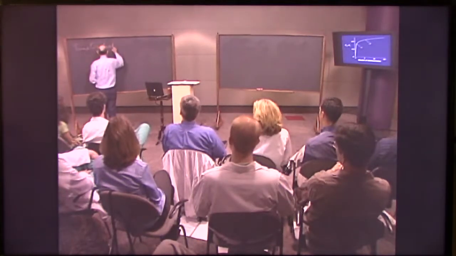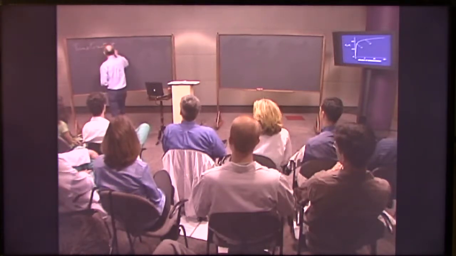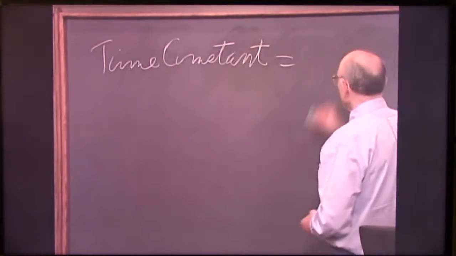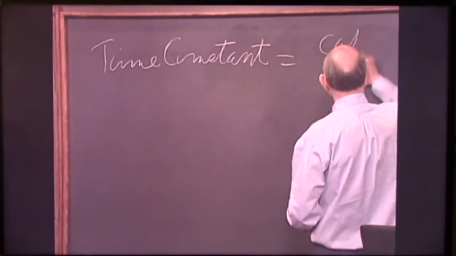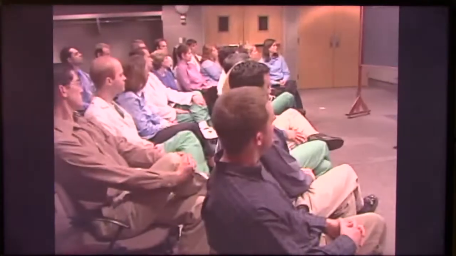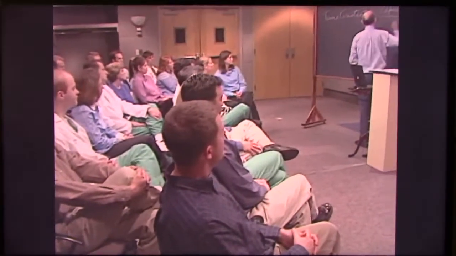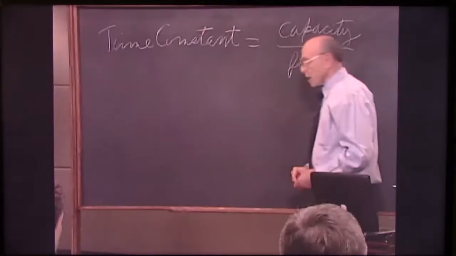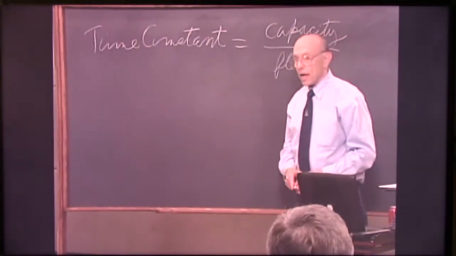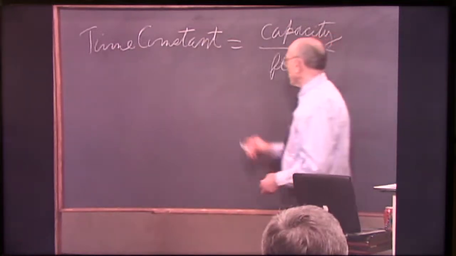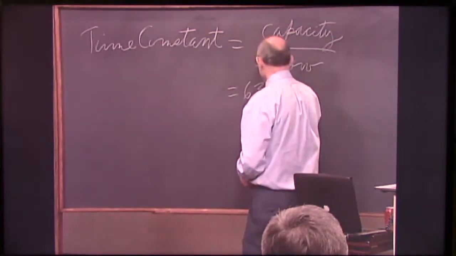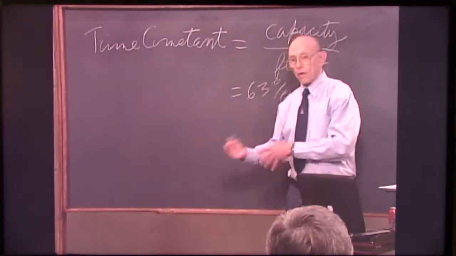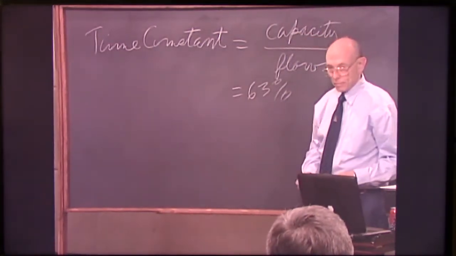The time constant is in fact a time. And it's a time that can be calculated if we know two things about any system. One is the capacity of the system, and the second is the flow through that system. The time that results is the time to a 63% change in the concentration of whatever it is we're delivering to that system.